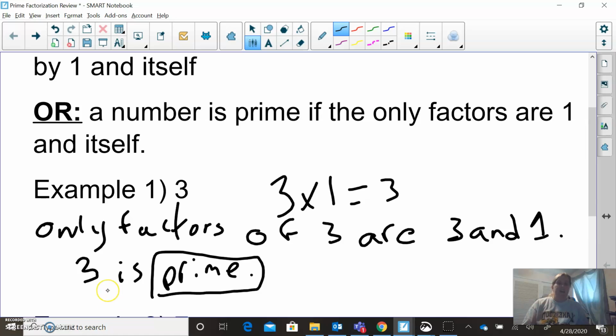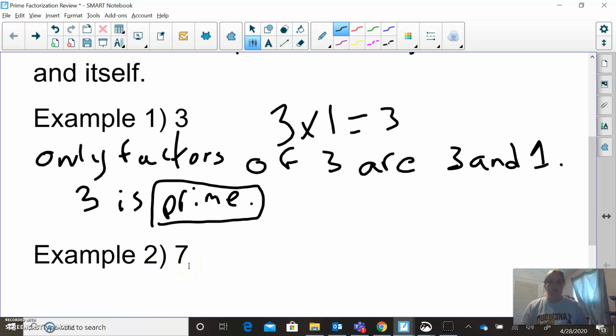Now, just as a heads up, prime numbers are odd. Not all odd numbers are prime, but prime numbers will always, except for 2, be odd. 2 is the only even prime number.